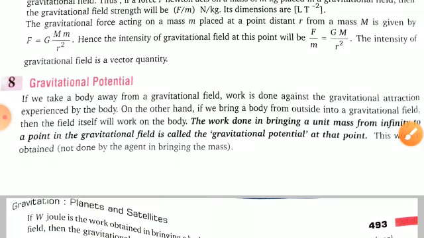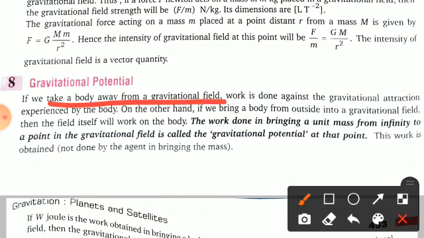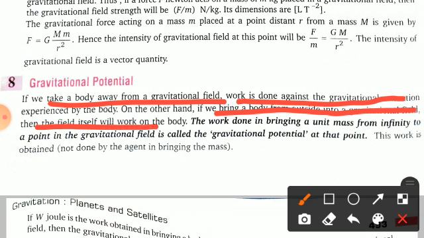Now we will talk about what is gravitational potential. You have read in the previous classes about electric potential and magnetic potential. So here we will talk about the gravitational potential. Suppose a body is taken away from the gravitational field, then work is done against the gravitational force of attraction experienced by the body. On the other hand, if we bring a body from outside into the gravitational field, then the field itself will do work on the body. So you have to remember one thing here, I would like to clarify when the work done is taken as positive and when the work done is taken as negative.